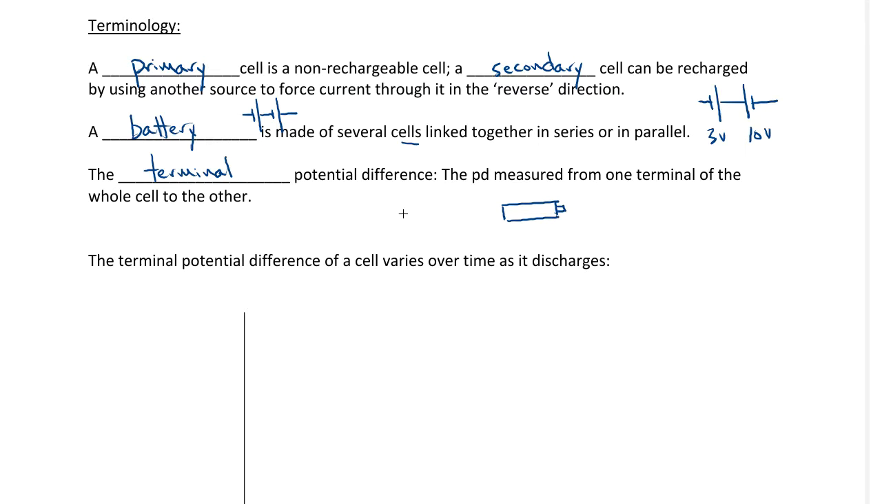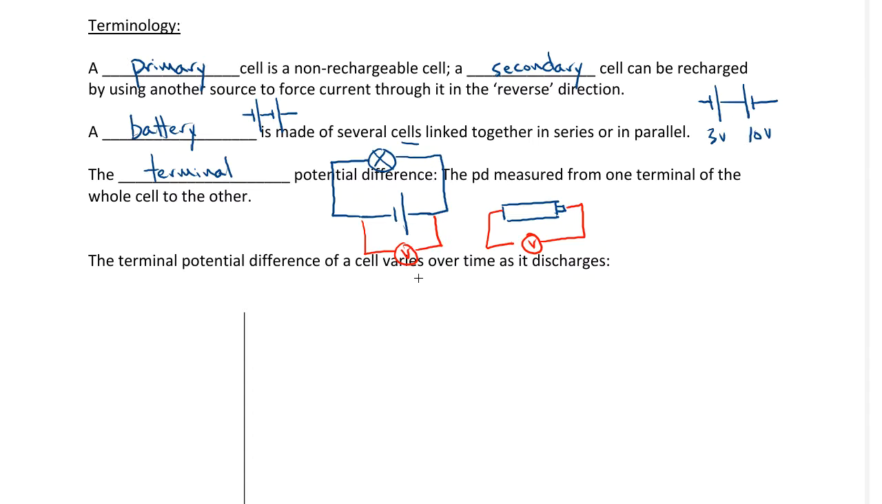So there's our drawing, or here's our schematic. In both cases, I've got the positive terminal on the right. And if I were to take a voltmeter and connect it to the two terminals, I'd be reading the terminal potential difference. And even if I connect this cell into a circuit, as long as I'm connecting my voltmeter to its terminals, I'm still measuring the terminal potential difference.